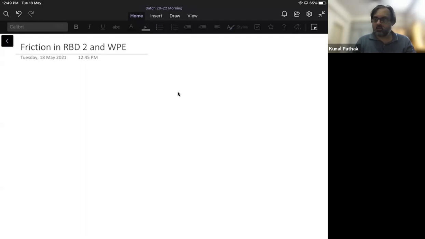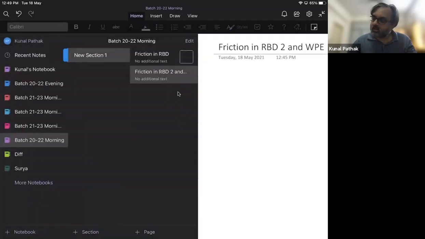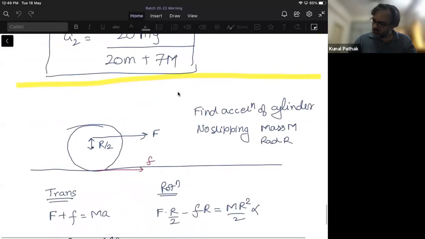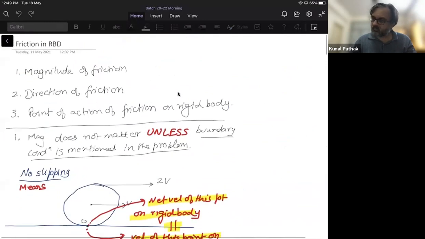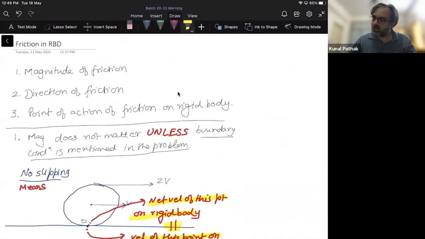Okay, so in the last one I think I was talking about magnitude of friction, for which I told you that there is no requirement unless and until somebody forces you to say, please tell me the boundary condition, or someone says that the thing is just about to slip or is just slipping. Then you say, okay, fine, now I can take the value of friction as mu N. Otherwise, you will always take it as some unknown f.